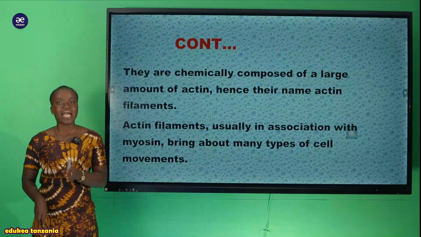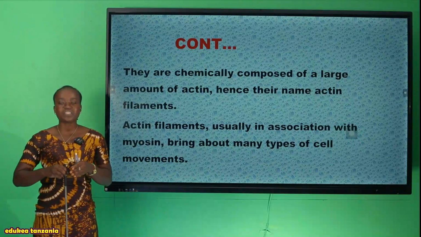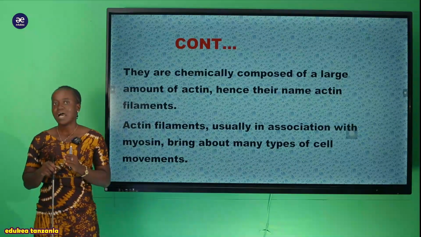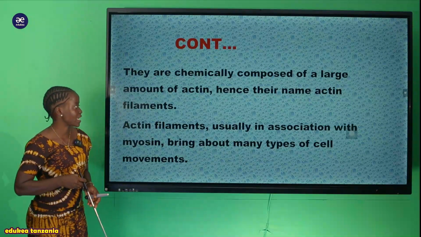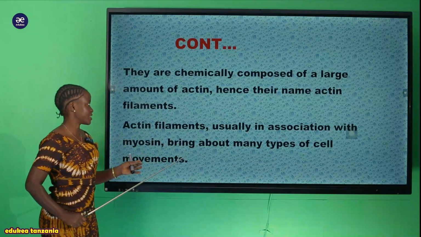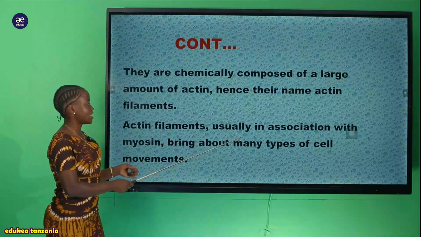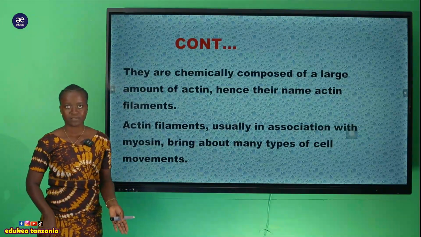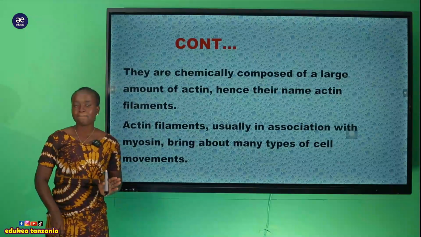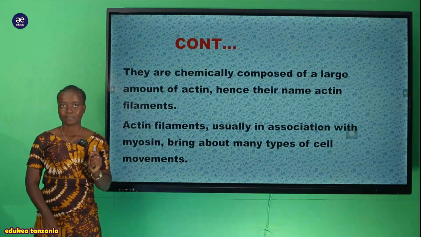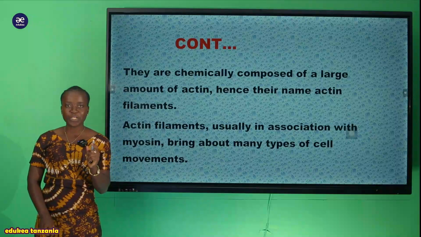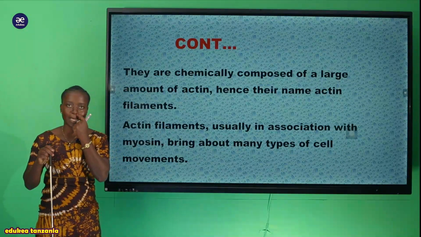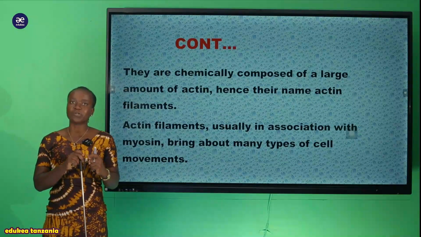Why are they called the actin filament? It is just because within the structure of this microfilament there is a presence of actin molecule. Ndiyo ambapo sasa ndio sababu tunaita actin filament. So actin filament usually in association with the myosin bring about many types of cell movement. So popote pale unapoona actin molecule, obvious myosin molecule, it is there. So the combination between the actin molecule and the myosin molecule ndio ambayo sasa ina bring about movement.